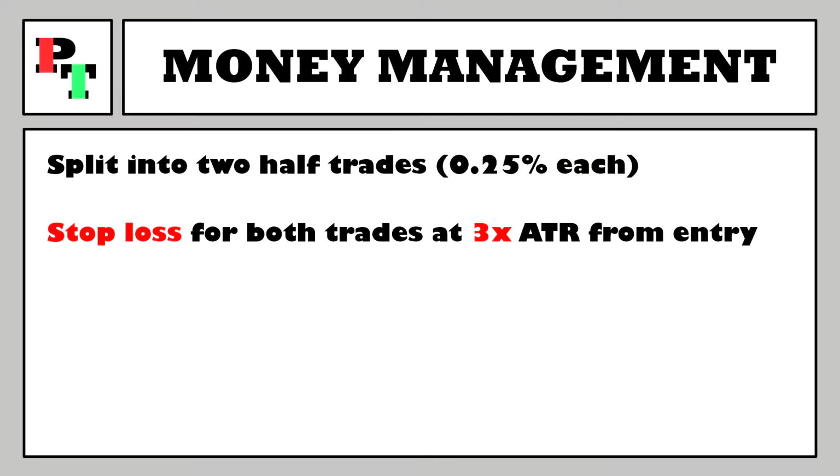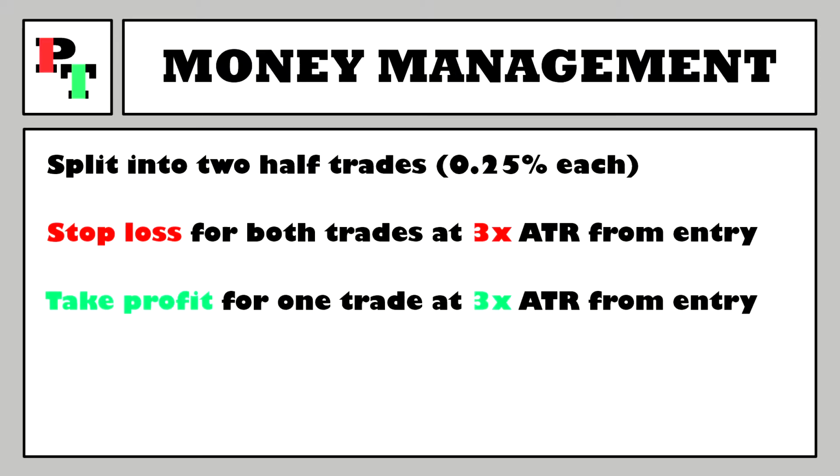For both our half trades, we'll be setting our stop loss 3 times the ATR value from our entry price. It might seem a little wide, but trust me on this one, we do want to give them room to move. For our take profit, we'll be setting one of our half trades as 3 times ATR from our entry price, so that will mirror the stop loss distance.